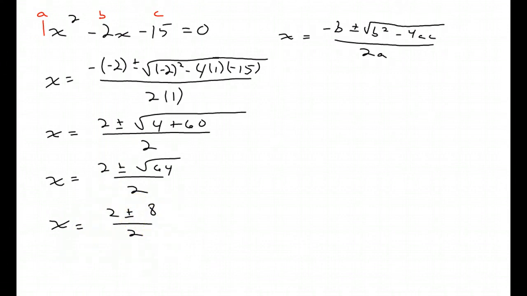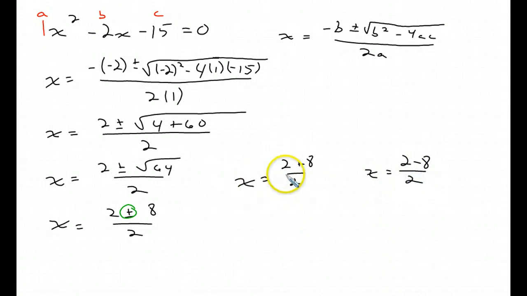Now we have the two different cases with this plus or minus. So we could have x equal 2 plus 8 divided by 2, or we could have 2 minus 8 divided by 2. 2 plus 8 is 10 divided by 2, so one solution is 5. 2 minus 8 is negative 6 divided by 2 is negative 3, and the other is negative 3. We get 2 solutions since we raised it to the second power.